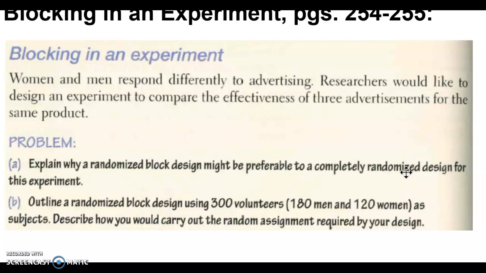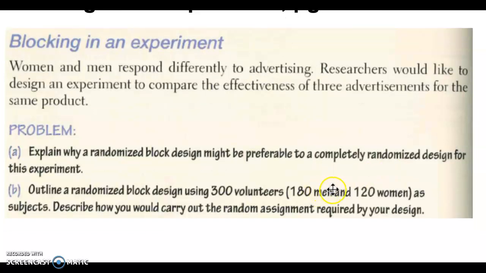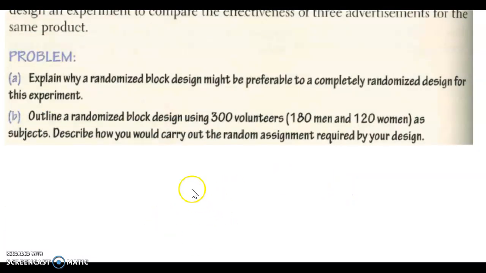So Part B, outline a randomized block design using 300 volunteers, 180 men, 120 women as subjects. Describe how you would carry out the random assignment required by your design. You should pause the video to try to do this. You can definitely do a diagram as long as you have explanation involved. So that's just something to keep in mind. What you would want to do is separate into the men and women.